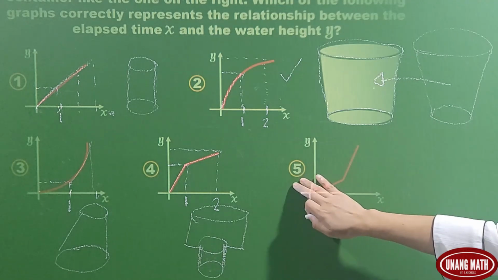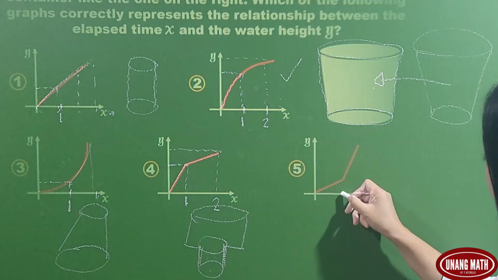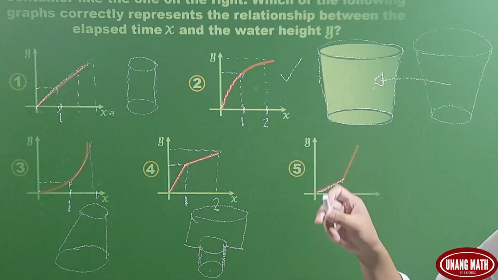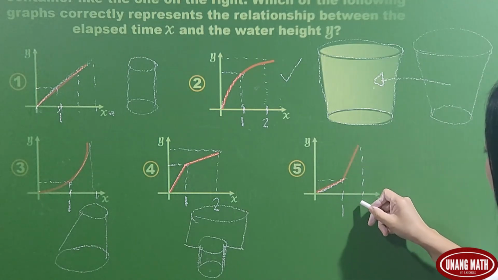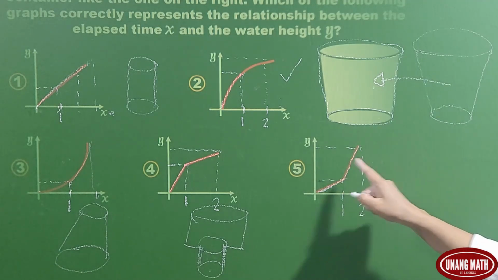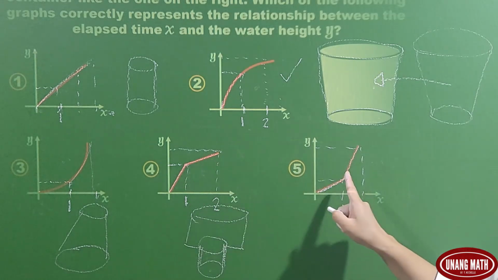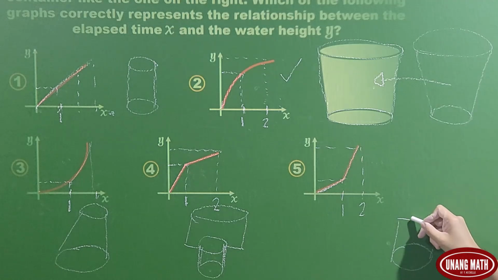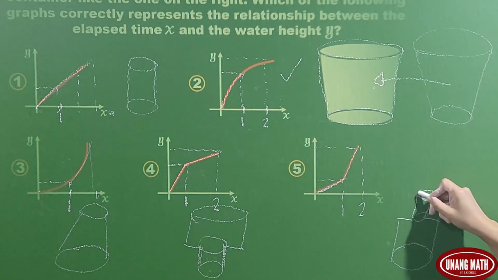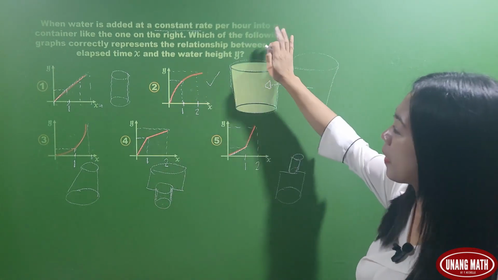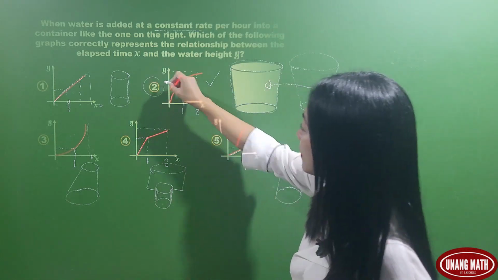Okay, what about the fifth graph? Okay, let's say in the first hour, yes, it increases, but it increases very slow. Okay, in the second hour, it increases very fast. So this is the opposite of this fourth graph, which means that the bottom part of the container is bigger, okay, than the upper part. So the container looks like this. So in this problem, the correct answer is number 2.